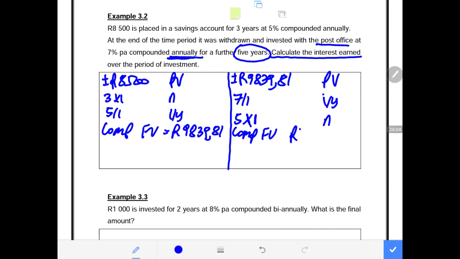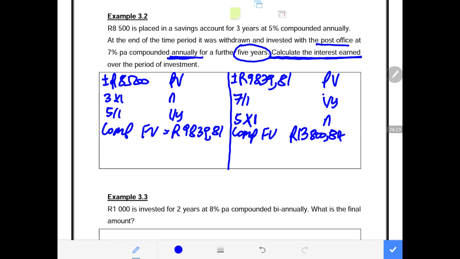The future value is 13,800.84 rand. What are we required to calculate? We are required to calculate the interest earned over the period of the investment.